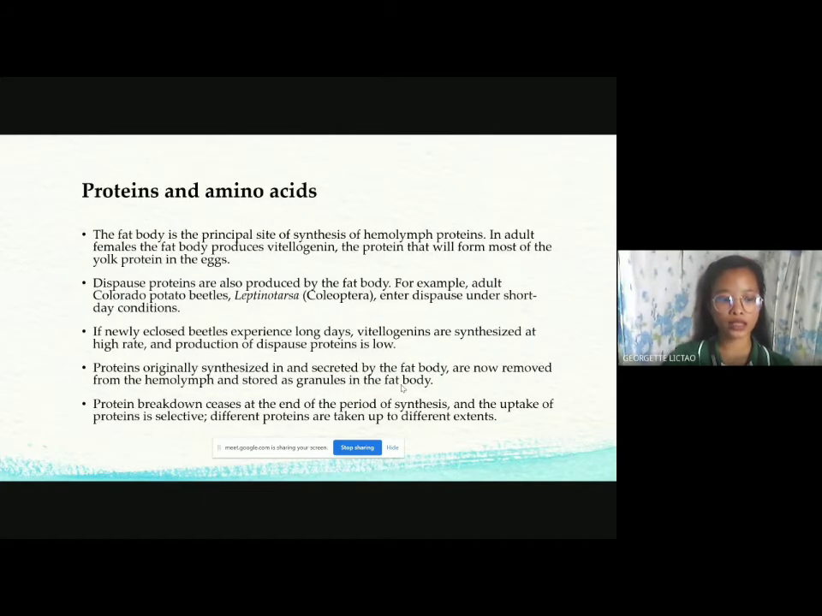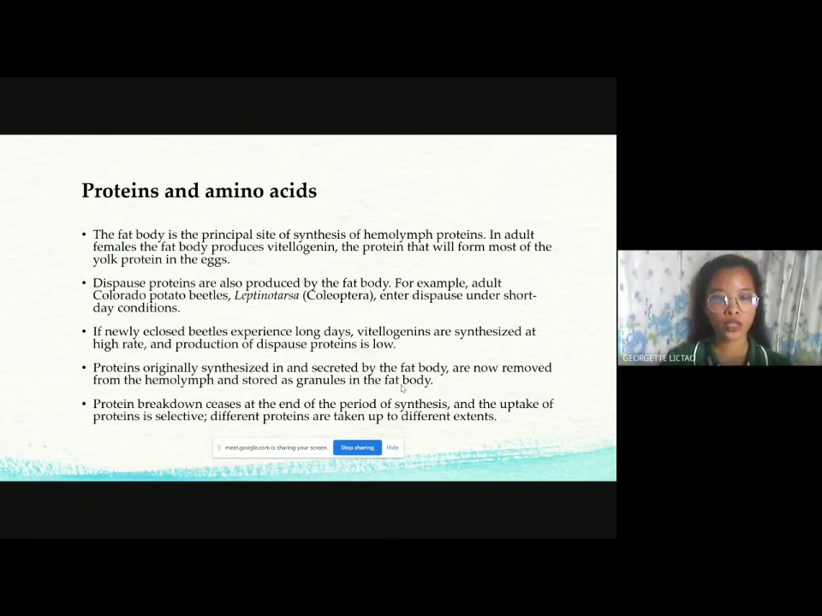Proteins and amino acids. The fat body is the principal site of synthesis of hemolymph proteins. Sa mga female adults, the fat body produces vitellogenin, the protein that will form most of the yolk protein in the eggs.